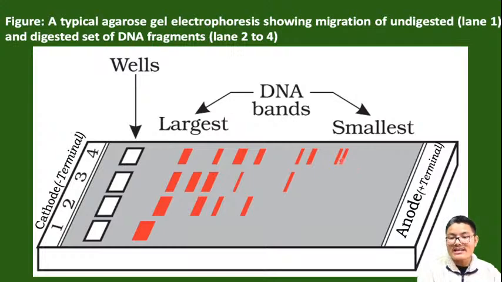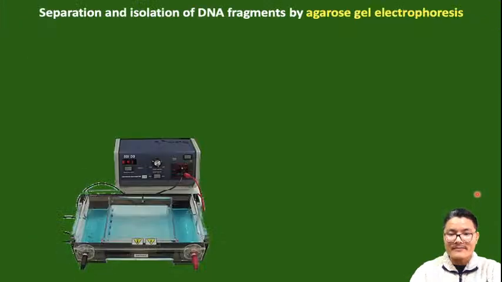So the smaller the size and the lighter the weight, the faster these are migrating from the negative terminal to the positive terminal. The largest and heaviest DNA are not going to move faster, they are going to move very slowly. And DNA is negatively charged and it is moving from negative terminal to positive terminal. Are you all able to understand what we have studied so far?